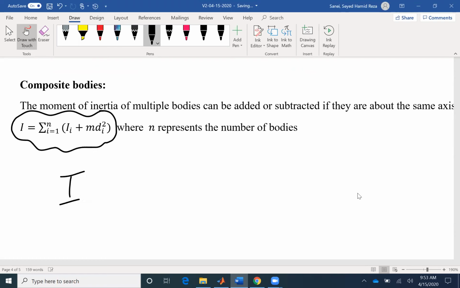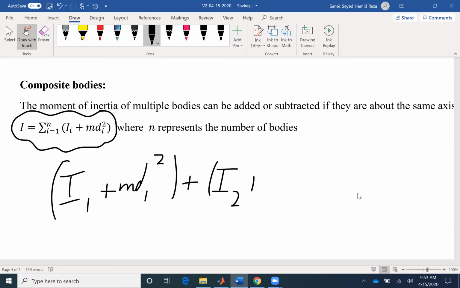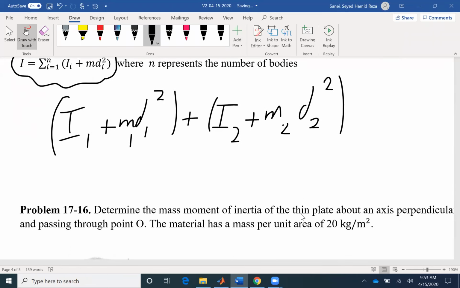So if we have two objects, that would be I1 plus M1 D1 squared, and this is the parallel axis theorem. Because different objects could have different moments of inertia about different axes, we are going to bring all of them to the same axis. So I2 plus M2 D2 squared. And if there is a hole, then this value would be negative instead of a positive value.